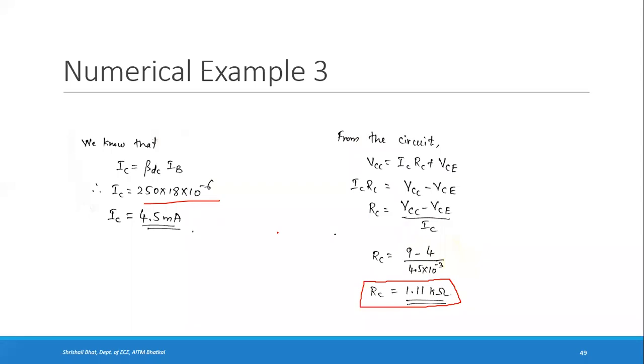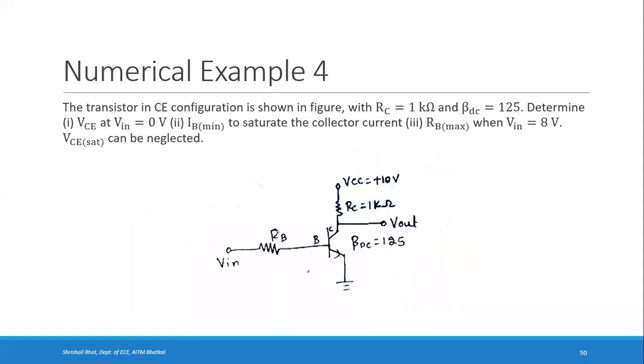Next we will see some problems in switching applications. One example is given here. This is from your last semester question paper that your friends in A section had got. The transistor is in CE configuration. What do you mean by CE configuration? CE stands for common emitter configuration. Common emitter configuration is shown in the figure.